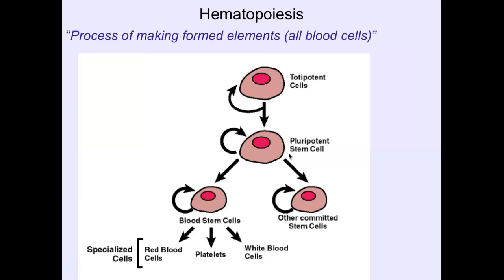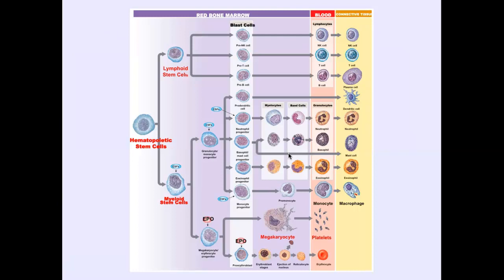So let's take a look at our image here. This is a great image because it shows you everything in purple is going on in the bone marrow. From the bone marrow, the cells will enter into the bloodstream, and then from the bloodstream, a lot of these guys will enter into your connective tissues, or in the connective tissues of organs.